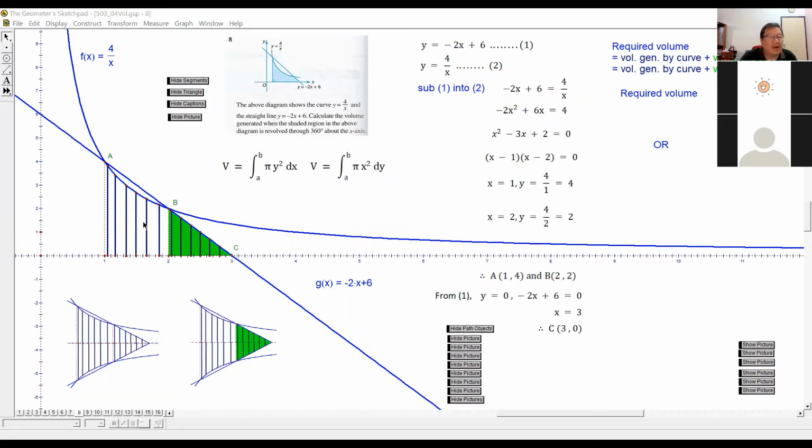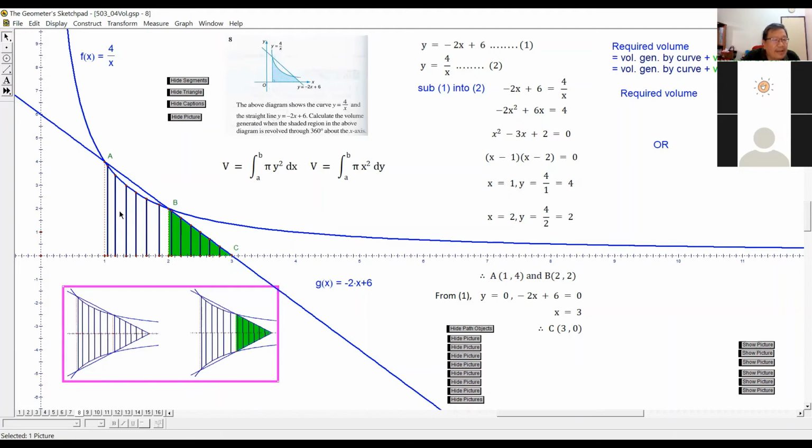So this area, I copy down at the bottom here, right? The first part between A and B, I can find by integration. The second part between B and C is a straight line. Now when I rotate this straight line, I will get a cone. This green part is a cone, and the cone is between 2 and 3. The volume generated by the curve is between 1 and 2.